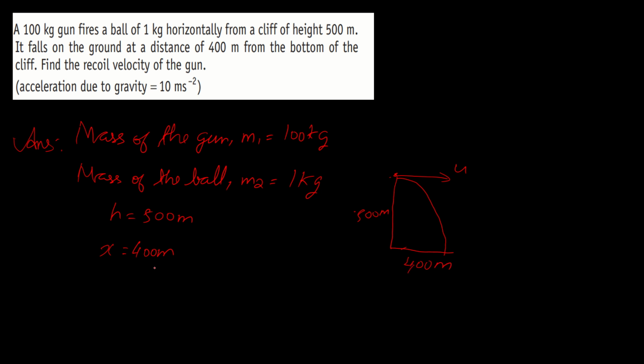Okay, so what we have to find? We have to find the recoil velocity of the gun. So we have to use the principle of conservation of linear momentum in order to find the recoil velocity of the gun. Since it is starting from the gun, we have denoted it as m1. So the recoil velocity of the gun, we denote it as v1. Let the recoil velocity of the gun be v1.